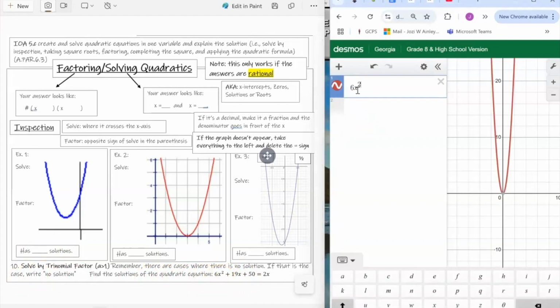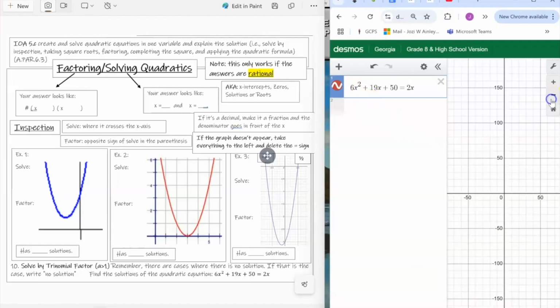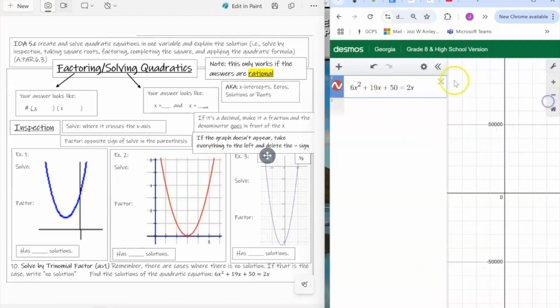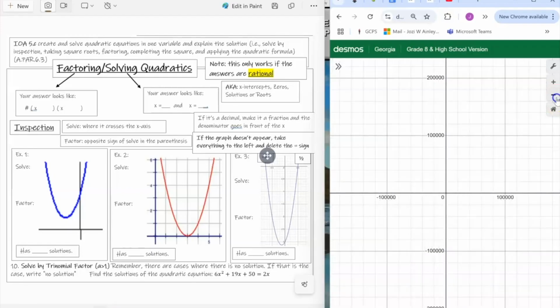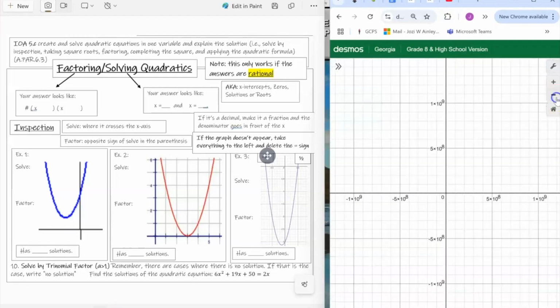I have shown you how to do it by hand, but at this point, I'm just going to show you how to use your calculator as well. So you just go ahead and type in the question, boom. All right, so I'm going to zoom out so I can find the graph. And it looks like no matter how far I zoom out, there is no graph.